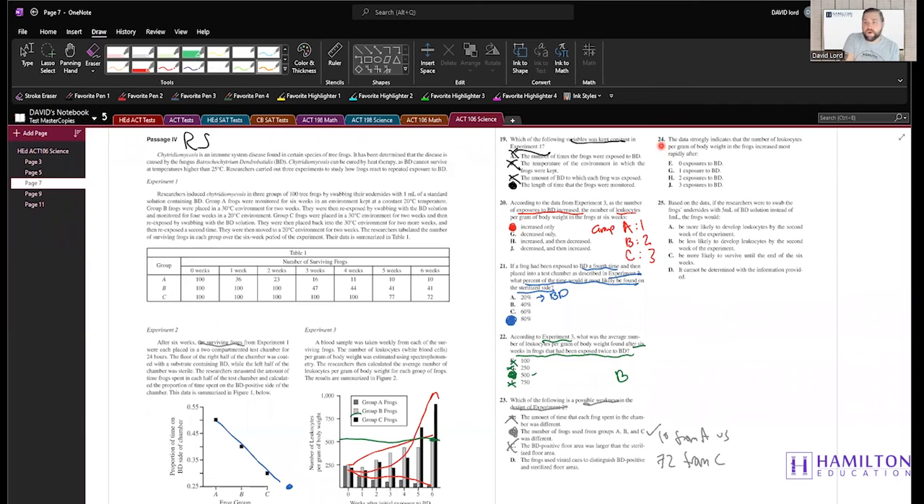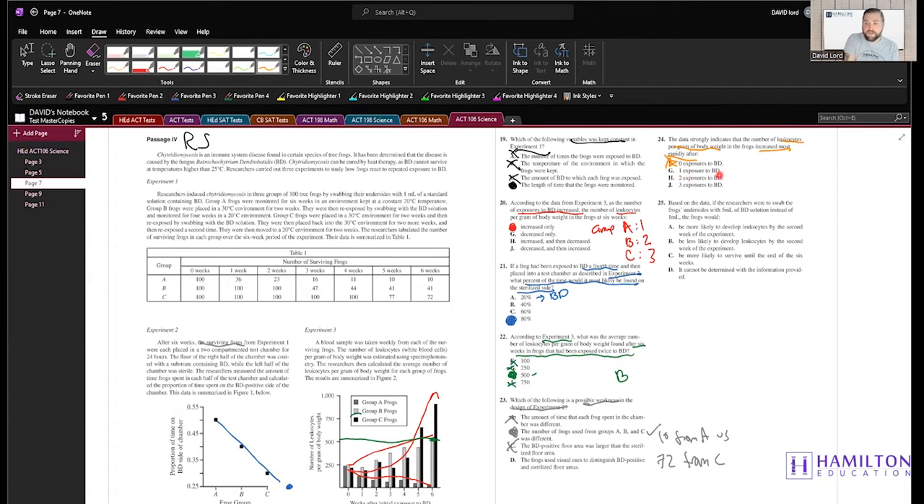Question number 24. The data strongly indicates that the number of leukocytes per gram body weight in the frogs increased the most rapidly after how many exposures to BD? Because it's leukocytes per gram body weight, I know I'm looking at experiment 3. Let's compare weeks after initial exposure to BD. Before, or 0 exposures, there's probably around 250 or less. We don't really know, so I'm not going to pick F because I don't quite know what it should be.